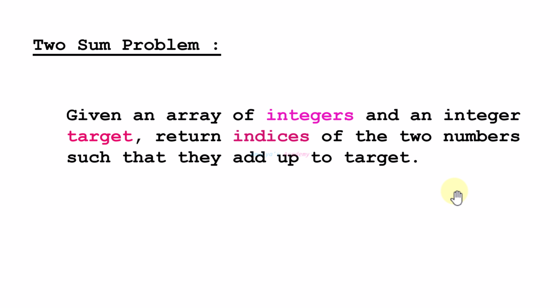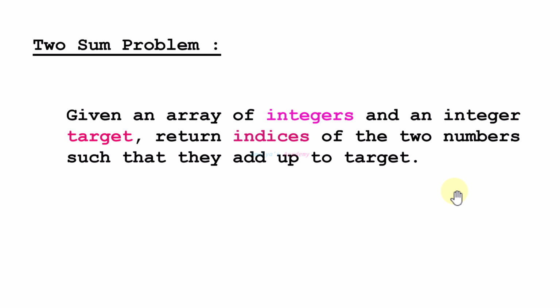Today we are going to solve a coding problem. It's called the two-sum problem and it's one of the most commonly asked coding interview questions. Here is the problem. You are given an array of numbers and a target sum. Your task is to find two numbers in the array that add up to the target and you need to return the indices of those two numbers.